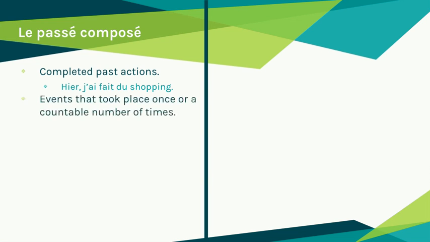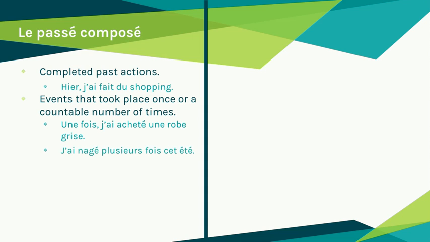Events that took place once or a countable number of times. Again, it's a little gray on what could be counted. Par exemple, une fois, j'ai acheté une robe grise. One time, I bought a gray dress. It only happened once. It's completed, so I'm going to use passé composé.